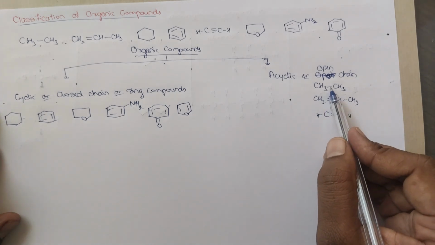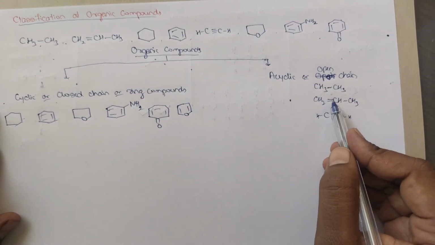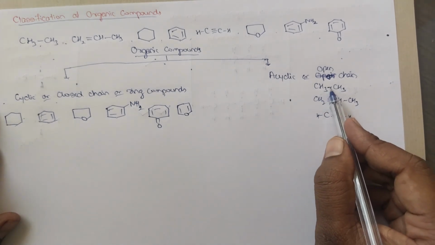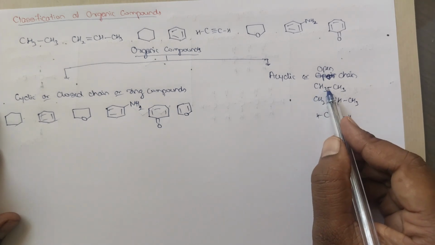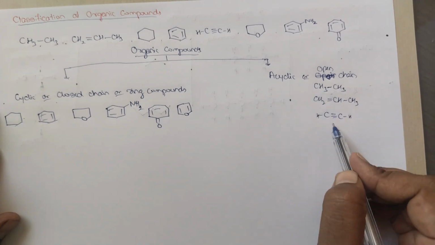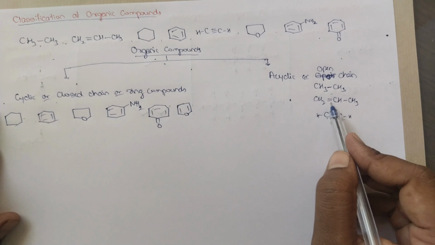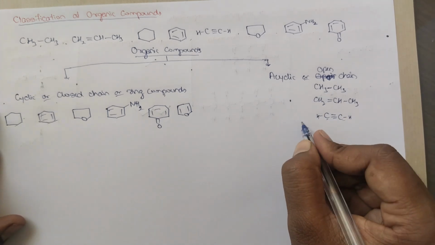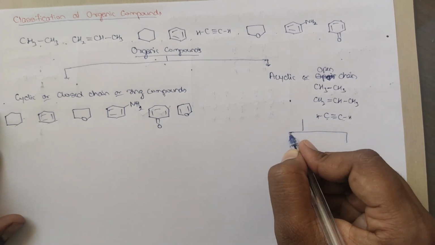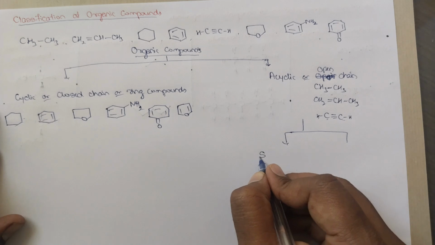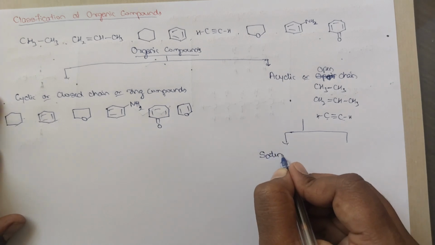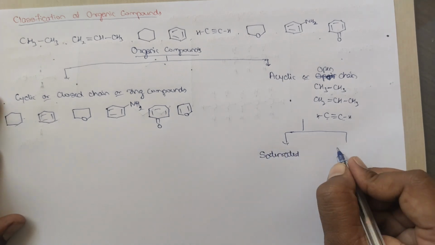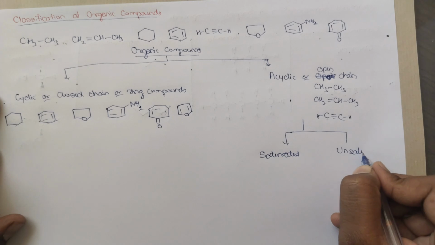Now how can we classify these compounds further? Here you can see that this has a single bond and here you can find a double bond. What is the difference? This carbon has a single bond, this carbon has a double bond, and this carbon has a triple bond. How can we classify this? We can classify this as saturated and unsaturated.